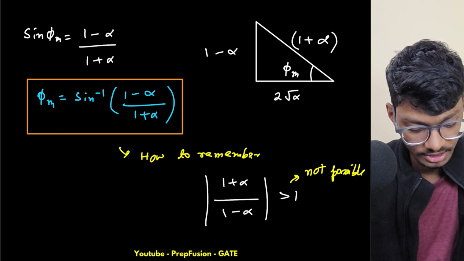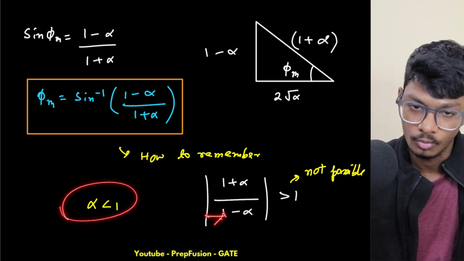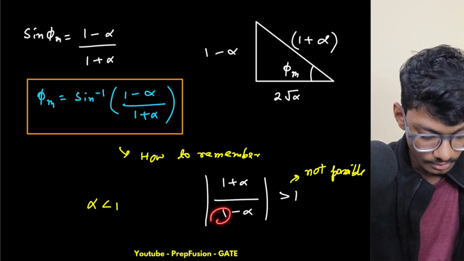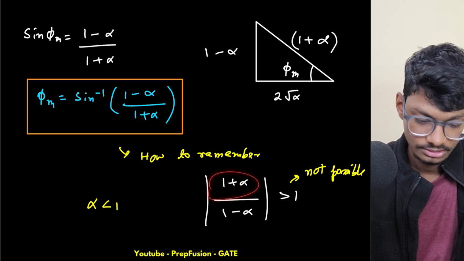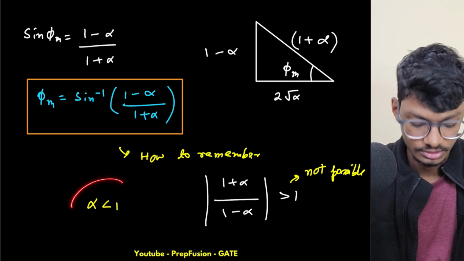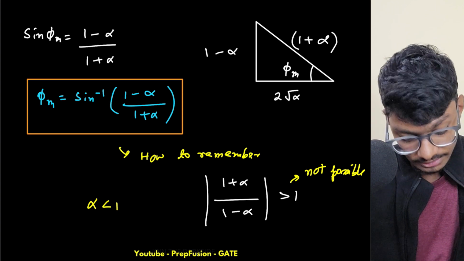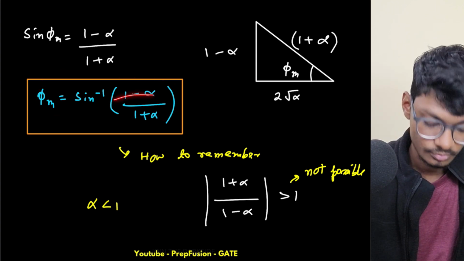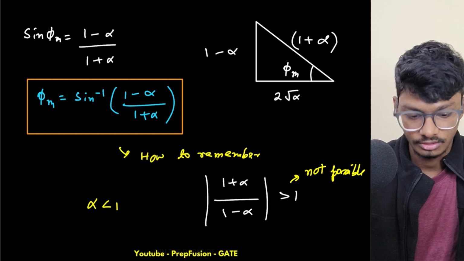Now why is this magnitude greater than 1? Because my alpha is less than 1. So if my alpha is less than 1, this denominator is something less than 1, obviously between 0 and 1, and this numerator is something more than 1. So overall it will become something more than 1, which I definitely don't want. So just be careful about that. That is how you can remember this if you get confused between the numerator and the denominator. This was one trick that I wanted to tell you.